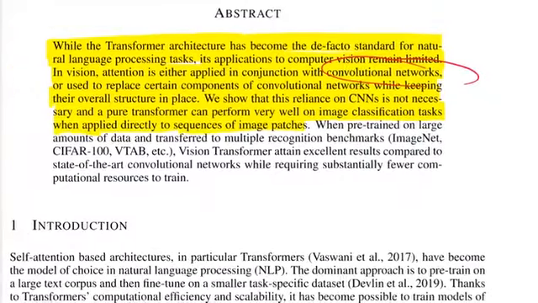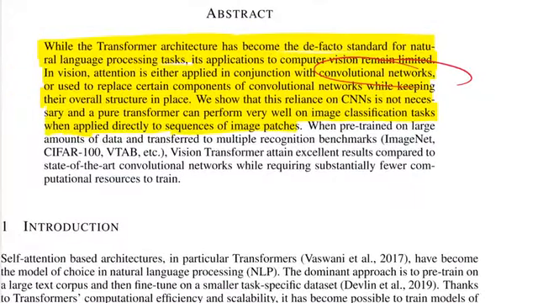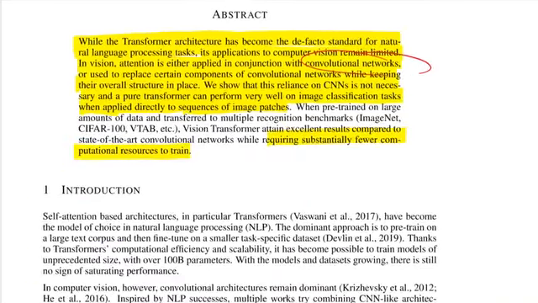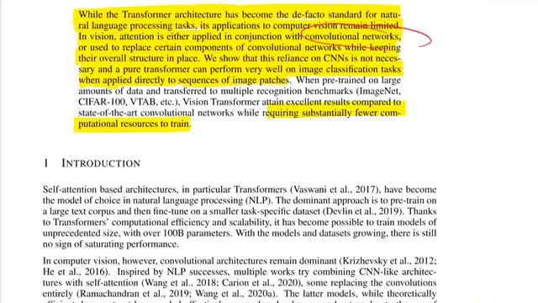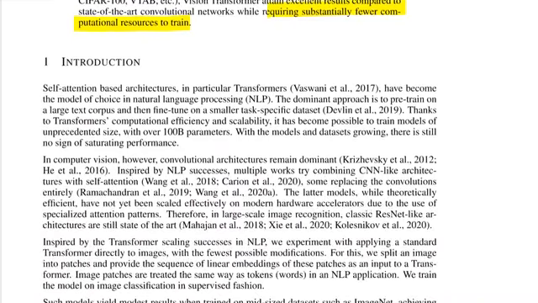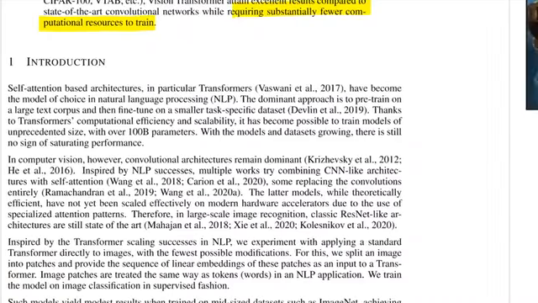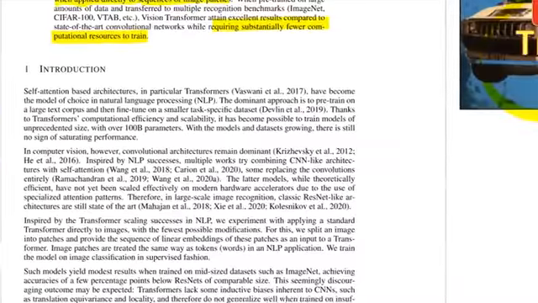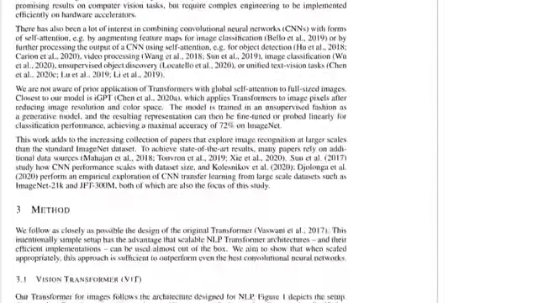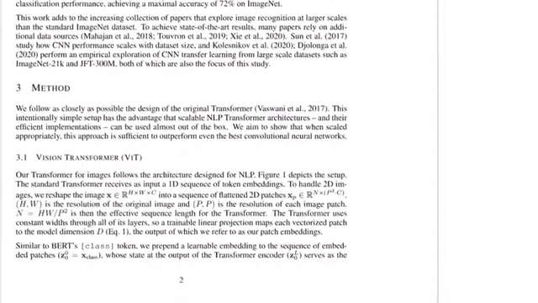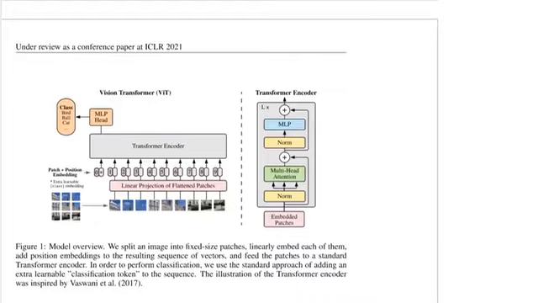And they go on saying that they outperform CNNs while requiring substantially fewer computational resources to train. Well, substantially fewer in these regimes of thousands of TPU days is something that is a bit ironic, honestly. But it's pretty cool. So what's the deal with transformers and images?